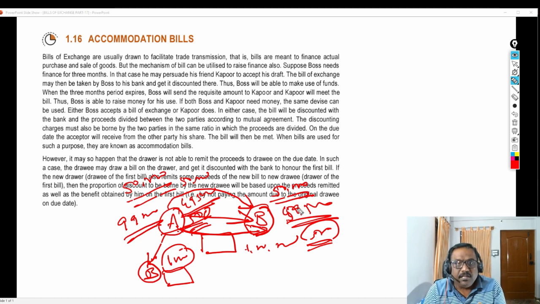Since he received A's portion, B will pay that 1 lakh to the bank. Please remember this point very clearly. What A will do is pay his portion of the amount to B before the due date. What is his portion? 50,000. He used 50,000, right? That 50,000 he will give to B.